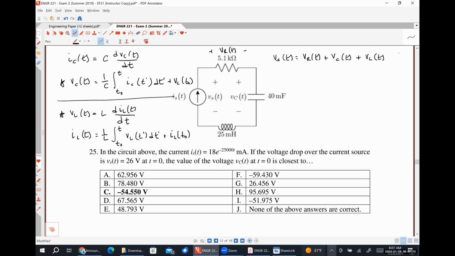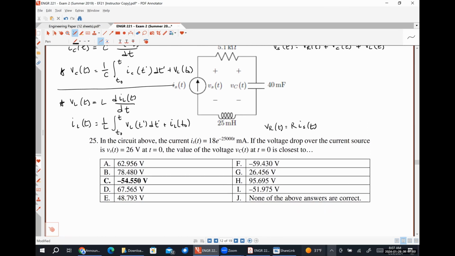We have an expression for Vc of t. We have an expression for VL of t. So the only thing that we're really missing, I'll tack that down here, would be VR of t is just going to be R times IS of t. Right? Just good old Ohm's law. So value of the voltage Vc at t is equal to 0.